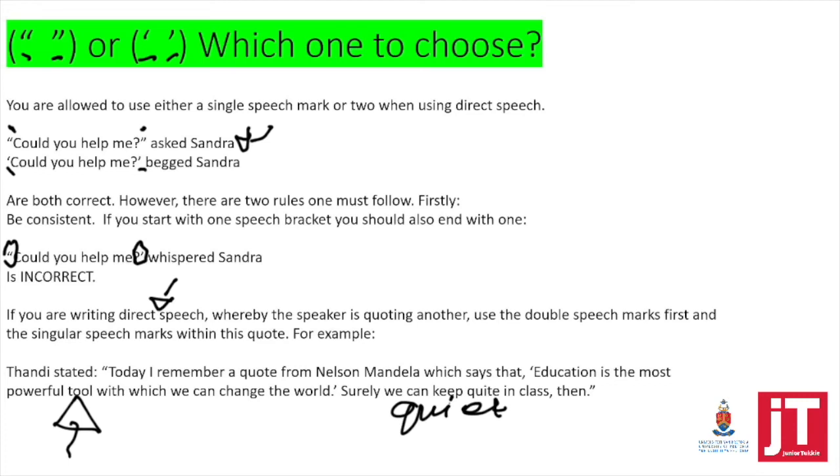Okay, so what do we see here? We use the double speech marks to frame the entire sentence, and when she starts quoting another person, we use the singular inverted comma. Do you see? I hope that this adds some clarity.